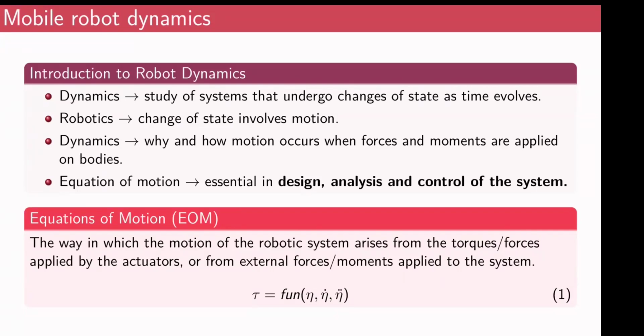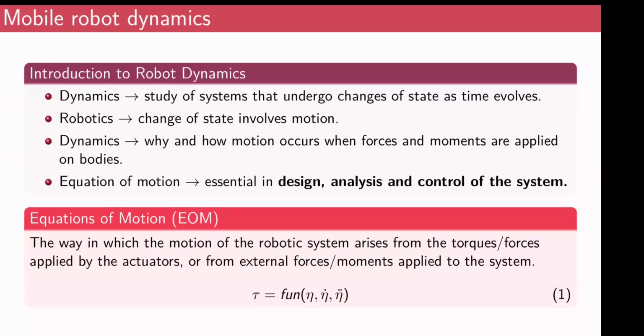Basically, dynamics is nothing but a study of systems that undergo changes of state as time evolves. Like a mobile robotic system, or any robotic manipulator for that matter, we want to see how the system's state changes as time evolves, if it is acted on by external unbalanced forces, such as the inputs that we give through the motors. We would like to see how the system evolves as time progresses.